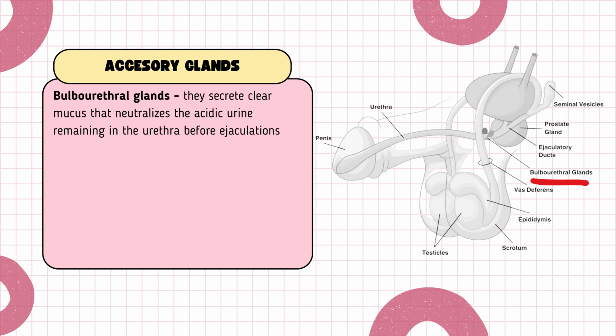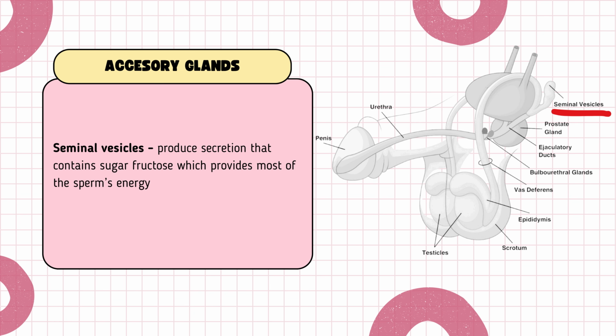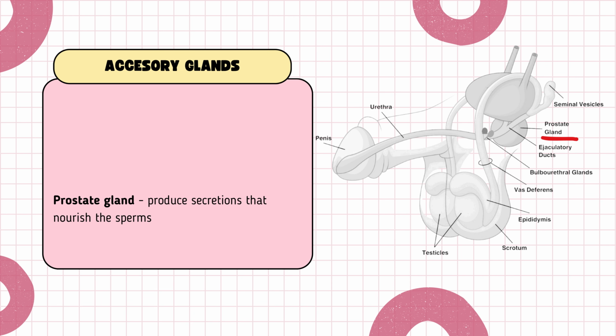The bulbourethral glands are a pair of small glands along the urethra below the prostate. Before ejaculation, they secrete clear mucus that neutralizes any acidic urine remaining in the urethra. The secretions from the 2 seminal vesicles contain mucus, the sugar fructose, which provides most of the sperm's energy, coagulating enzymes, and other local regulators. The prostate gland secretes its products, which contain anticoagulant enzymes and citrate, which further nourish the sperm.